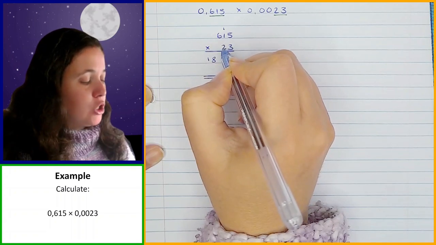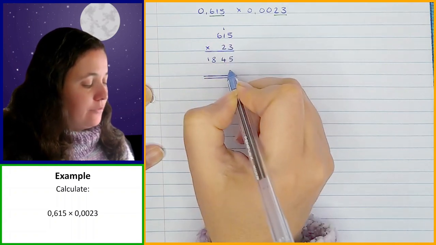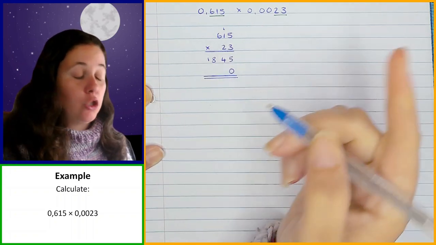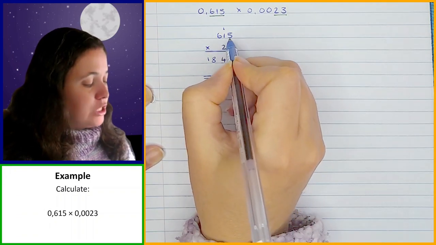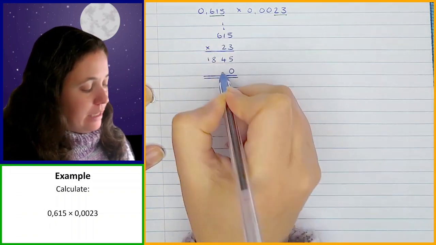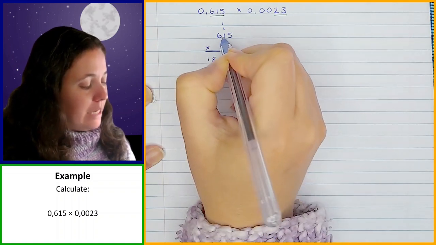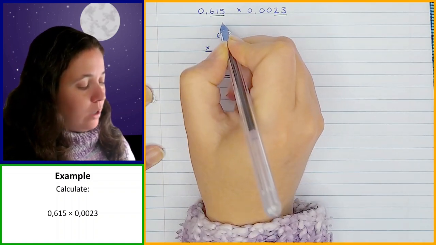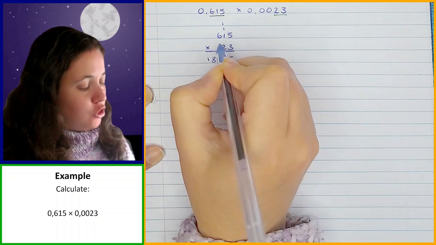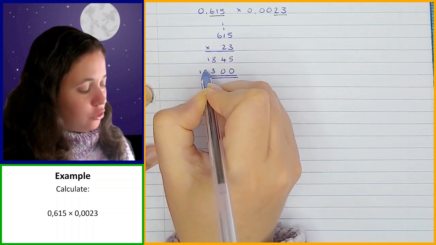Now I need to multiply the 20 by 615. So I need to first put down a 0 because I'm multiplying 20, not just 2. And then 2 times 5 is 10. So I put the 1 over there and the 0 over here. 2 times 1 is 2 plus that 1 is 3. And then 2 times 6 is 12. And that goes over there like that.